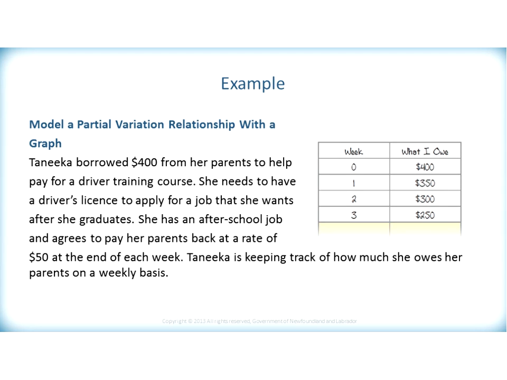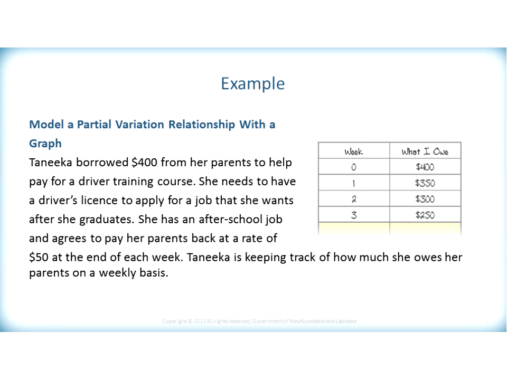So in this example, we're going to take a look at a partial variation relationship with a graph. Tanika borrowed $400 from her parents to help pay for a driver training course. She needs to have a driver's license to apply for a job that she wants after she graduates. She has an after-school job and agrees to pay her parents back at a rate of $50 at the end of each week. Tanika is keeping track of how much she owes her parents on a weekly basis. And you can see on the right there how much she owes every week.